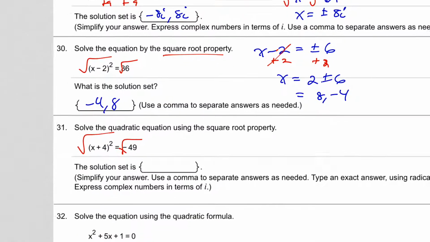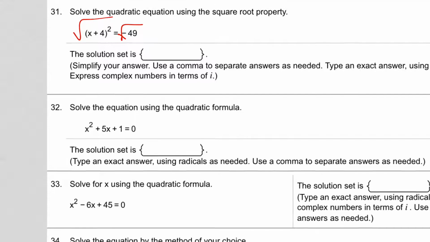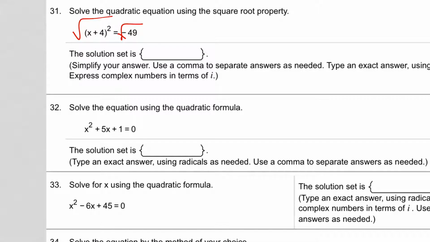So let's go to 31. So when we do the square root of both sides first, that's going to give us plus or minus 7i. So when we subtract 4, then it's going to be minus 4 plus or minus 7i.